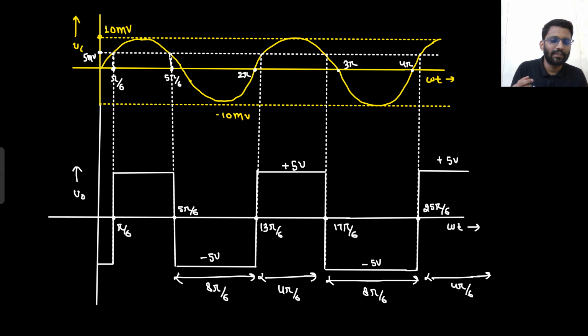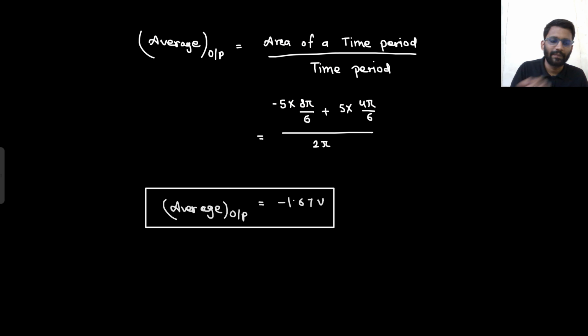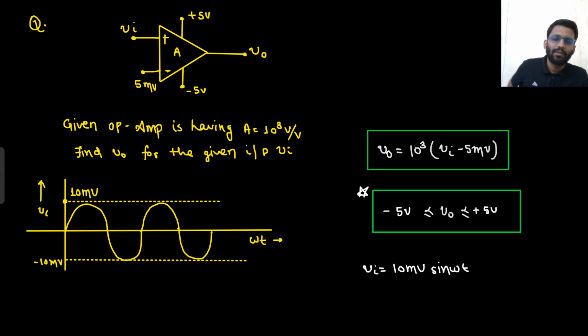So the average voltage of the output was coming out to be minus 1.67 volt, right? Then I saw the same example, but now my gain is 10 to the power 3 volt per volt. The gain is not infinity. So I did a similar thing: V naught would be equal to 10 to the power 3 times V in minus 5 millivolts. So I just drew the waveform.